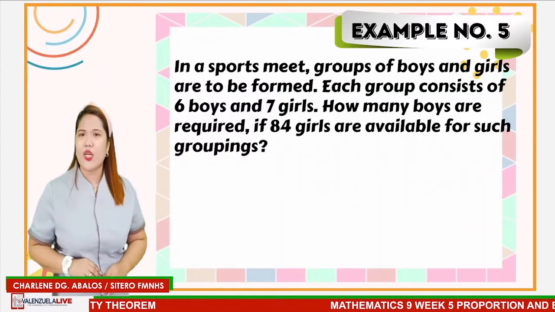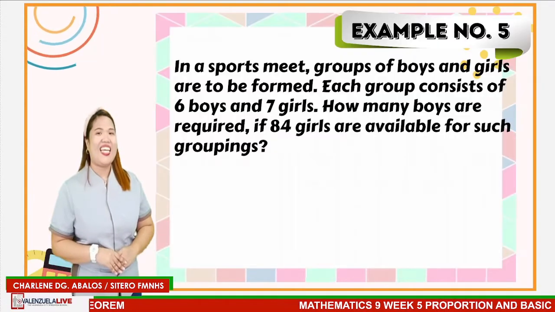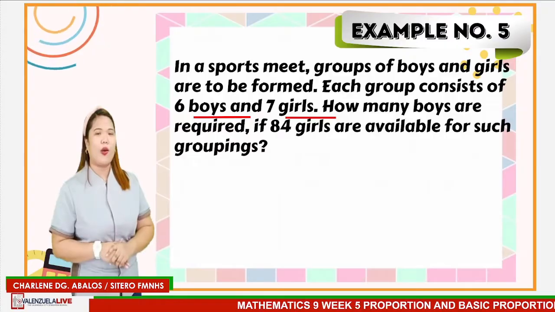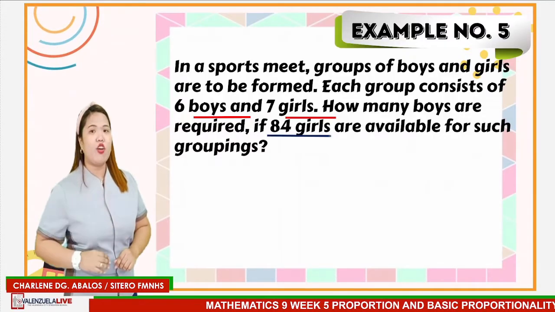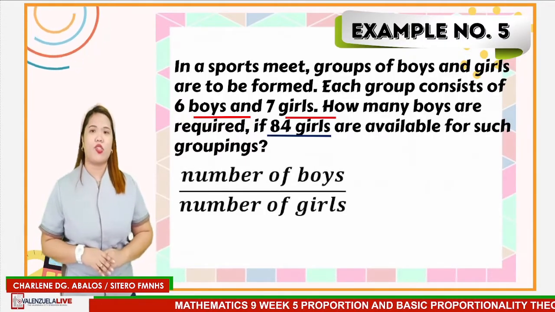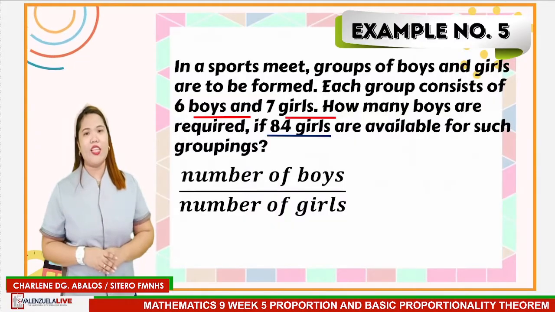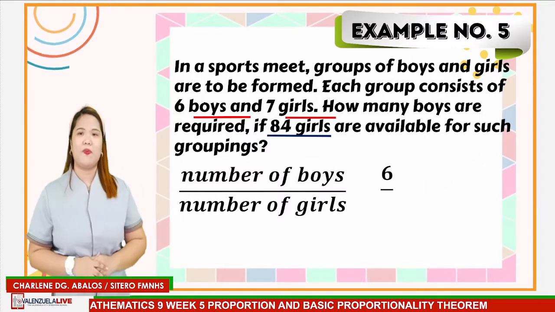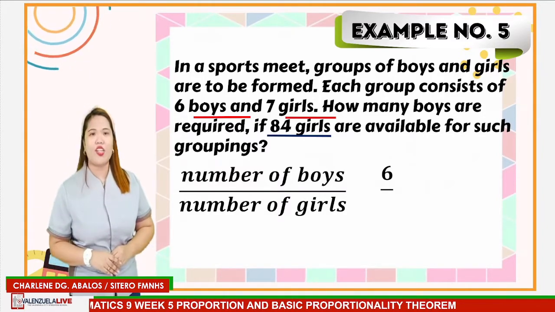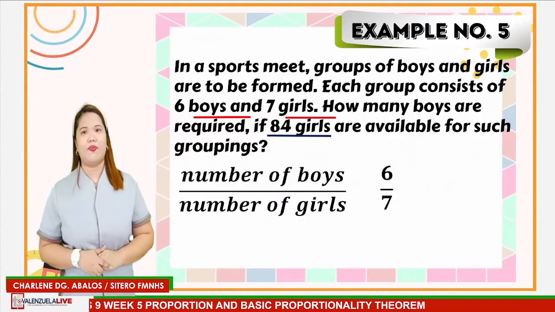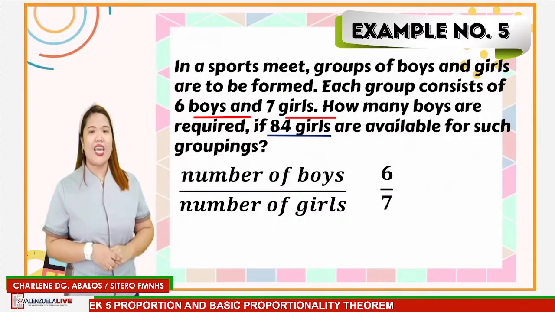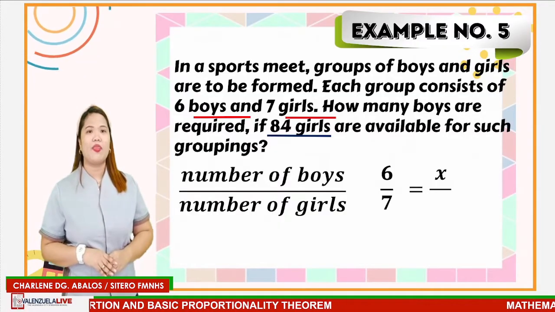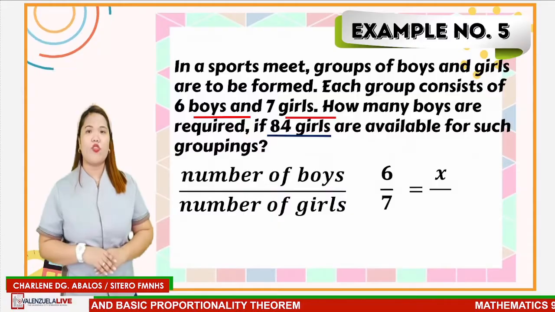What are the two quantities present? Yes, we have the number of boys and the number of girls. We can have the ratio of number of boys to number of girls. Substitute the given. So the first number of boys is 6, then the first number of girls is 7. The second number of boys is the missing term, which can be represented as x. And the second number of girls is 84.